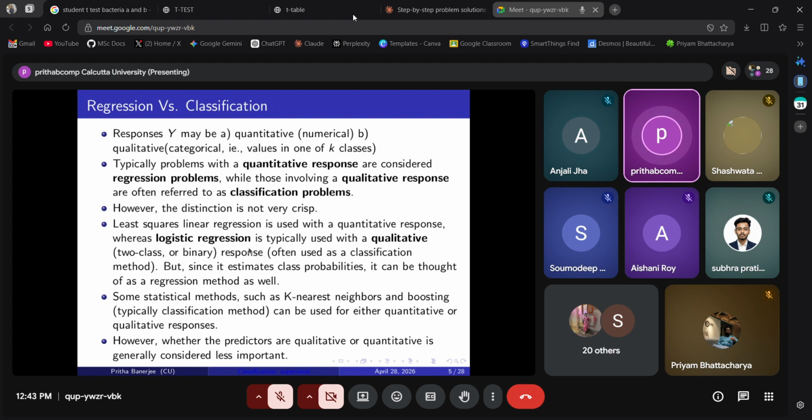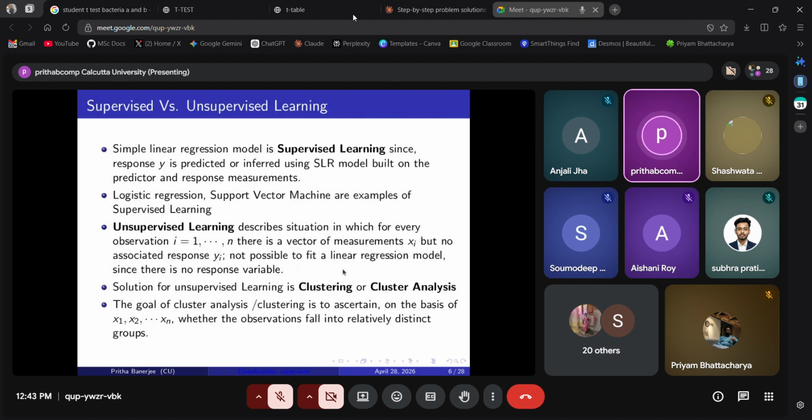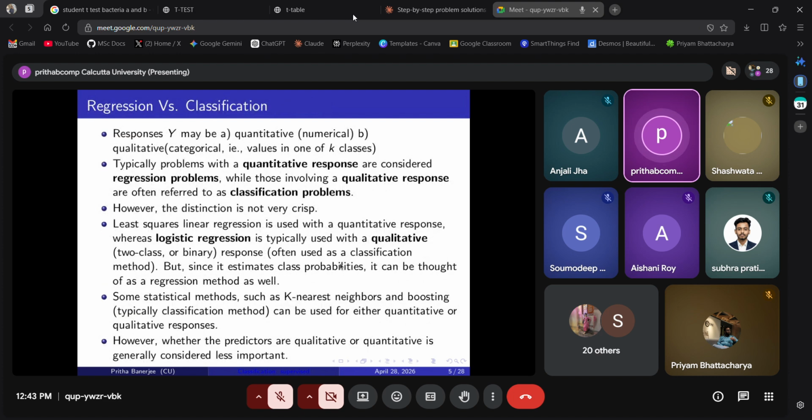And what happens in logistic regression is that it essentially estimates the class probabilities. So what is the probability that a particular entry will belong to a particular class? That's why we can say that it can be thought of like a regression method as well. So logistic regression, that's why it is called logistic regression. Just like in linear regression we were minimizing the least square, the error, and from there we got the formula for finding the parameters of linear regression.